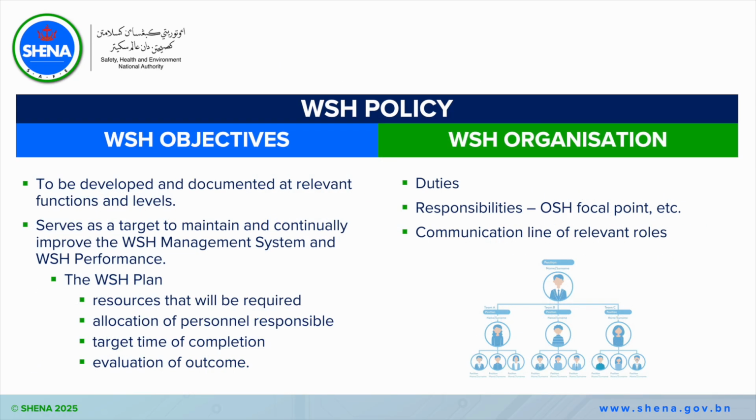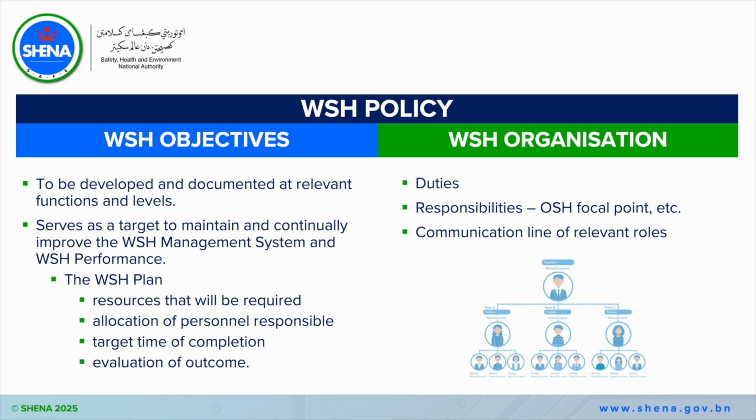Workplace safety health objectives must be clearly developed and documented across all relevant functions and levels of the organization. They act as practical targets that help guide and drive continuous improvement in both the workplace safety health management system and overall workplace safety health performance. To do this effectively, an organization needs a well-defined workplace safety health plan. This includes clearly identifying the resources required, the personnel responsible for each item, the target date for completion, and a method for evaluating the outcome.